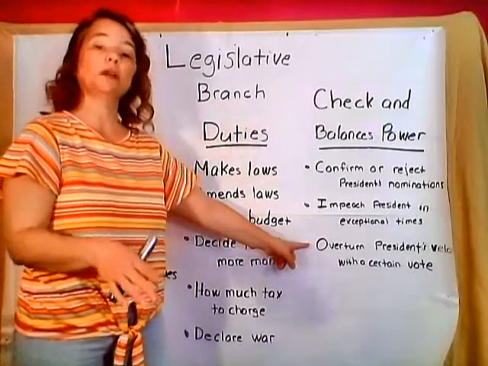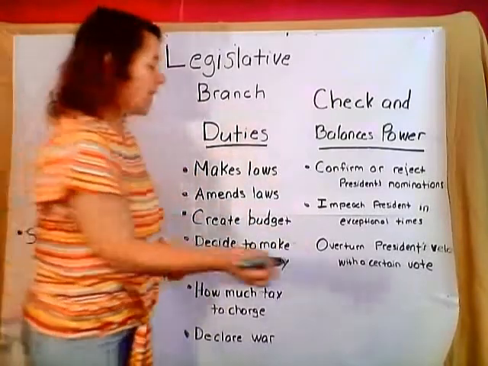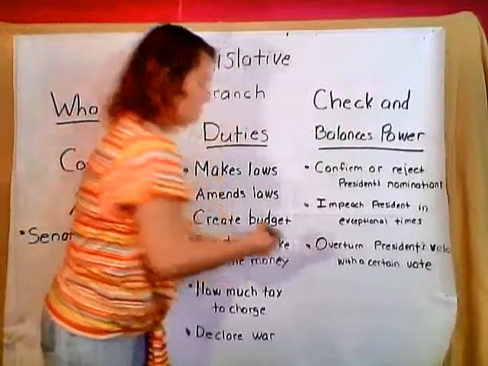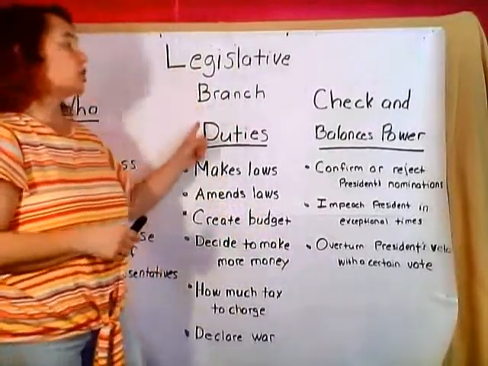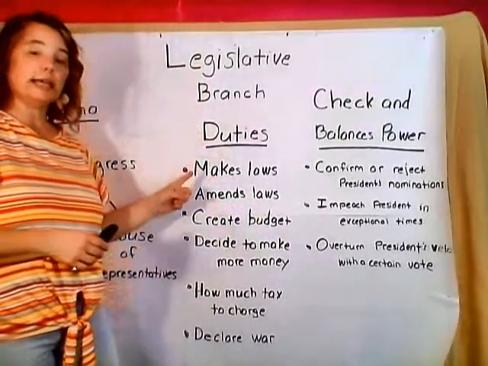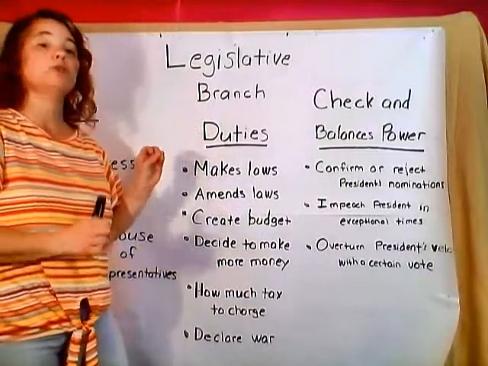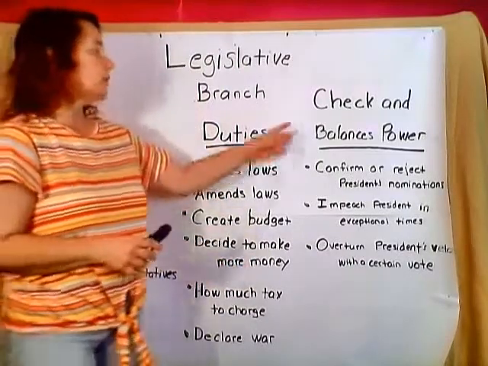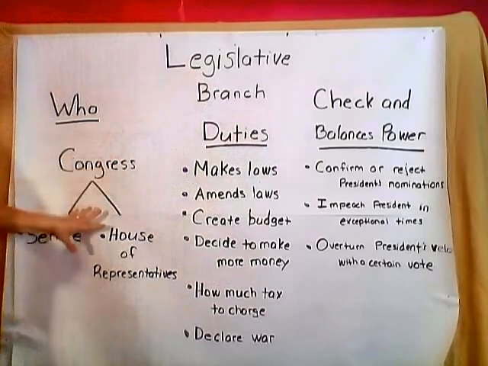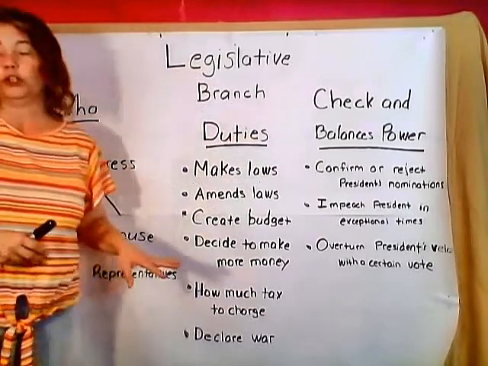We're not going to let you get rid of it. We're going to keep it. So that is another way that the legislative branch can check the power of the executive branch and make sure that they don't have too much control. So these are the quick overviews of what the legislative branch can do.